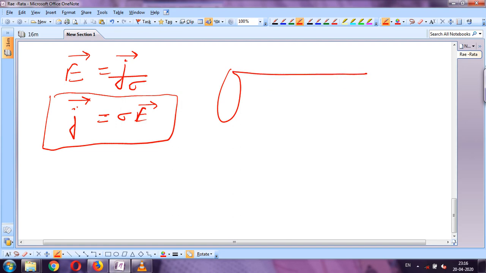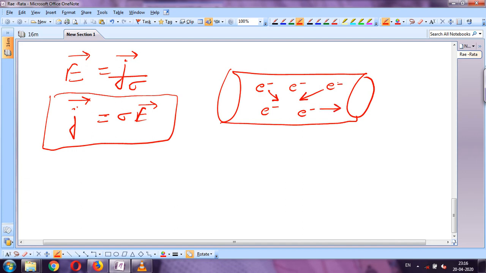Suppose this is a conductor. This is a cylindrical conductor. In this conductor, there are electrons. These electrons must be moving in random direction because still we have not applied any potential difference. When these electrons move here and there in random direction, we can say the average velocity of all the electrons will be equal to 0.